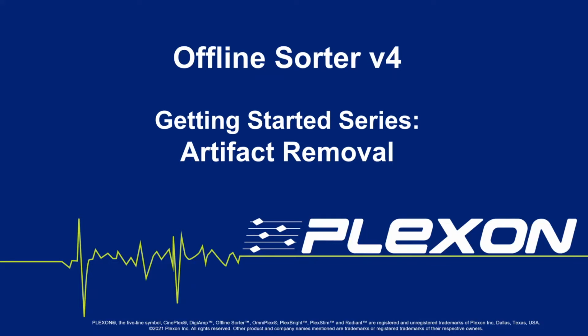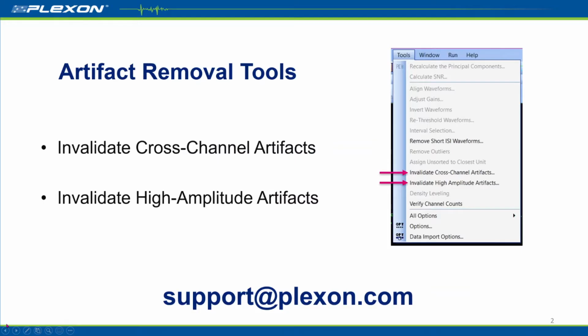Artifacts are sometimes inevitable, despite your best efforts. Whether they are caused by animal movements, a piece of equipment, or something else, Offline Sorter has tools to help remove these artifacts from waveform data, thereby making these sorting units cleaner and easier. The two tools we're going to go over in this video are Invalidate Cross-Channel Artifacts and Invalidate High Amplitude Artifacts. These tools are for invalidating waveforms and will not modify continuous data.